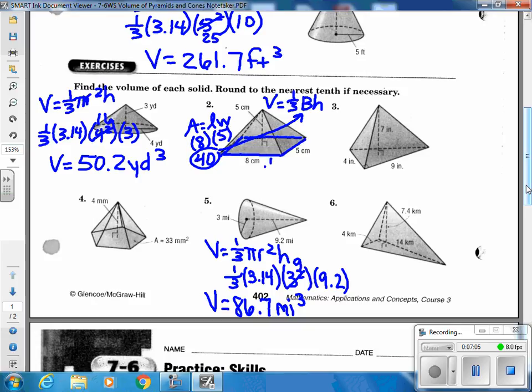So now you're going to have 1/3 times 40, and the height of the whole pyramid from the top straight down the middle is 5. Now you want to do your multiplications and divisions, and hopefully you've come up with the volume of 66.7 centimeters cubed. Remember, we're rounding to the 10th place. The directions tell you that as well.